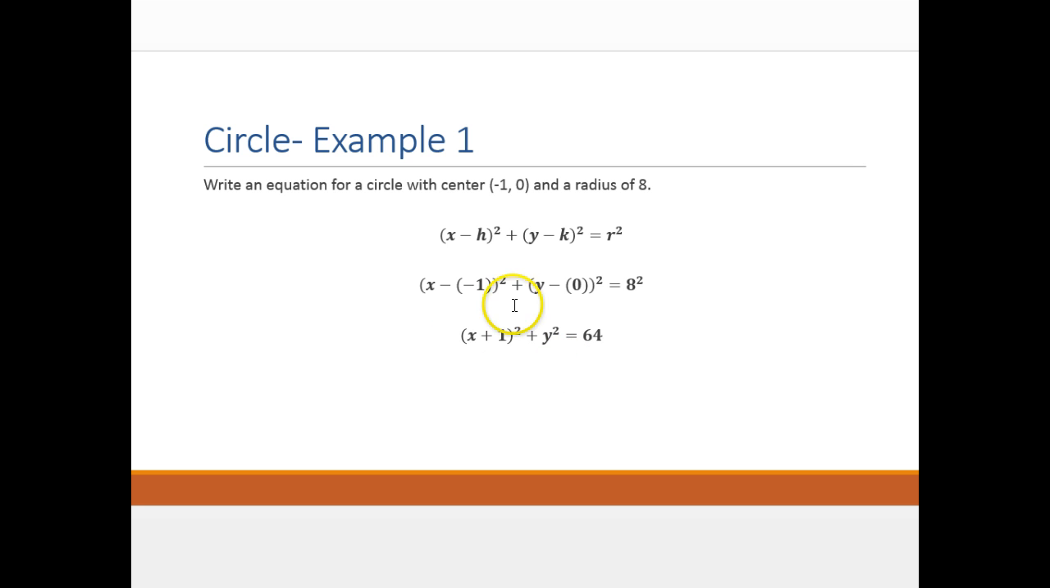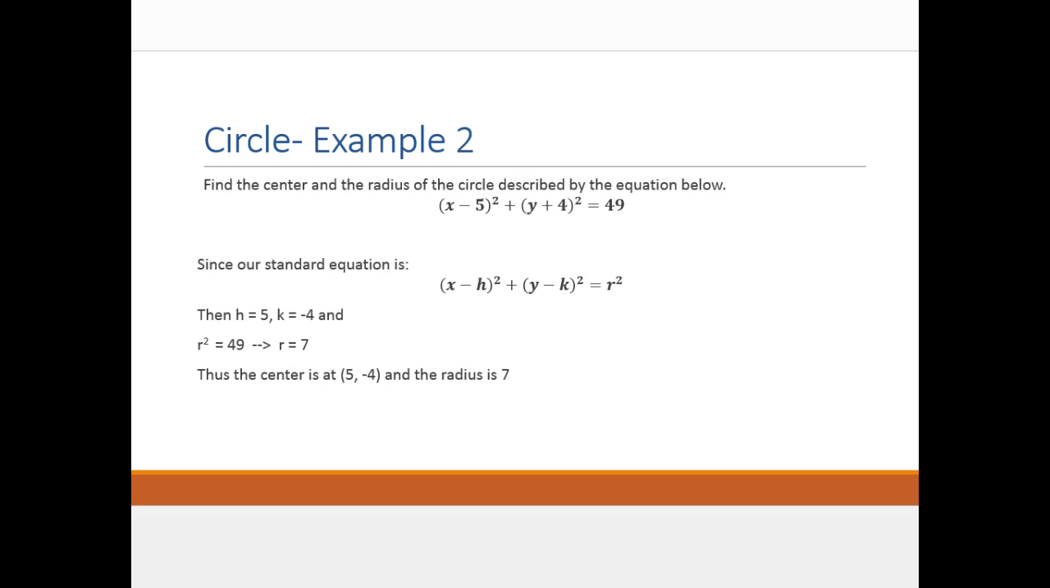Notice I can also work backwards. I can say, well, if I wanted to put it in this form, the h, this is x plus 1, the h would be negative 1. This is just y squared, so that means the k is 0. So negative 1, 0 is the center. And if I take the square root of 64, I get 8. The radius is 8.